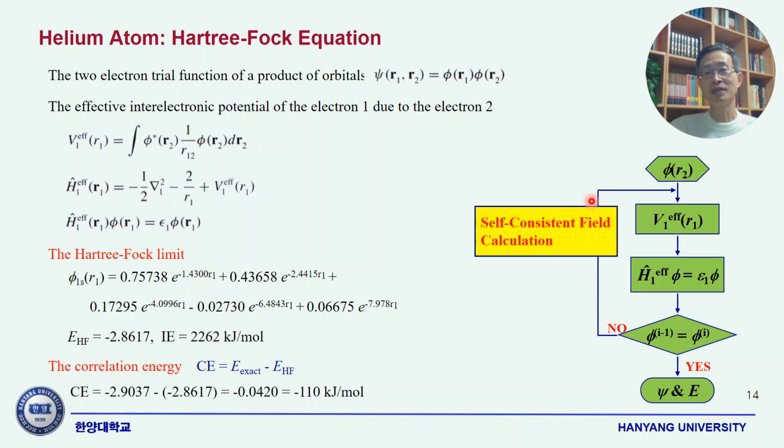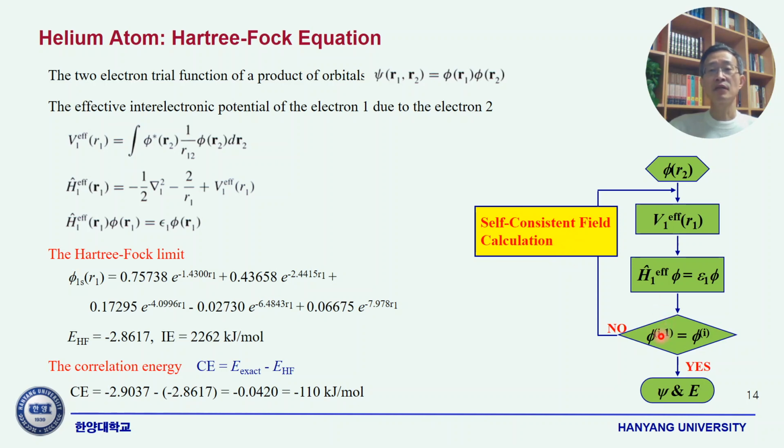Now you have phi 1, and then you determine phi 2. And then you can compare phi 1 and phi 2 from the previous given one with what is obtained here. And if they are the same, you're done. But that's not usually the case. You have to reiterate this procedure until you obtain this consistency from the previous step. So this is what we call the self-consistent field, or SCF calculation.